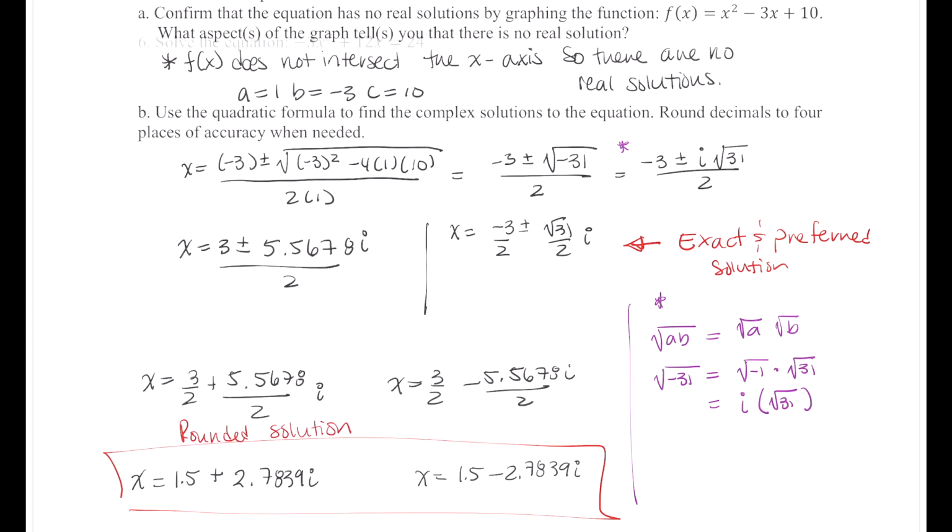Let's continue. For problem 6, I'd like you to do this one independently. See if you can come up with the same solution I came up with, which is x equals 2 plus or minus 2i. So you should have 2 solutions and they are complex. So again, don't forget to check your work against these 2 solutions.